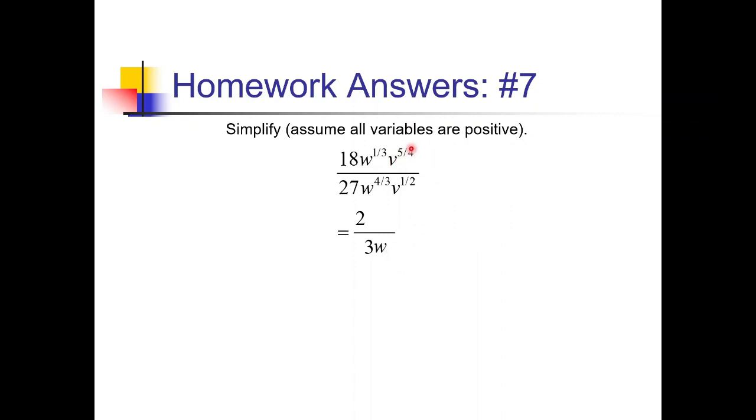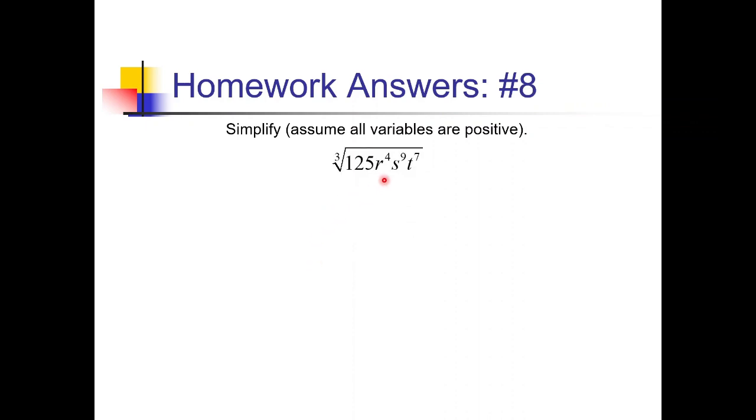And then I have a higher exponent in the numerator for these v's. So in the numerator, I'm doing v to the 5/4 minus 1/2. 1/2 is really the same as 2/4. 5/4 minus 2/4 gives us 3/4, so v to the 3/4.